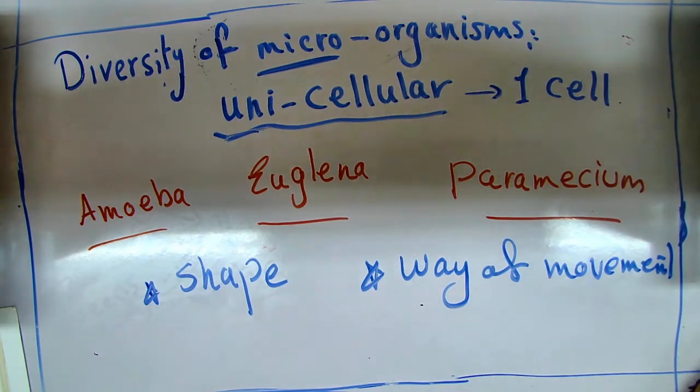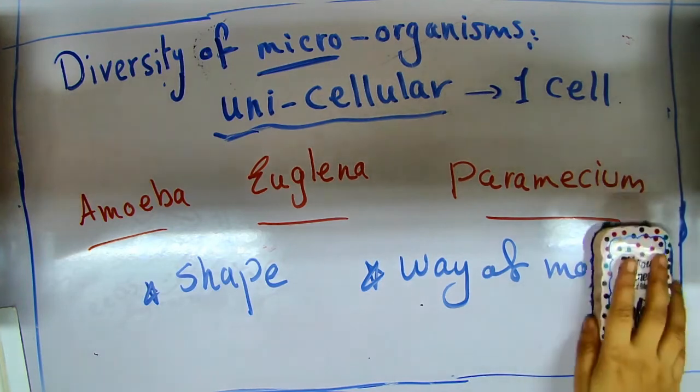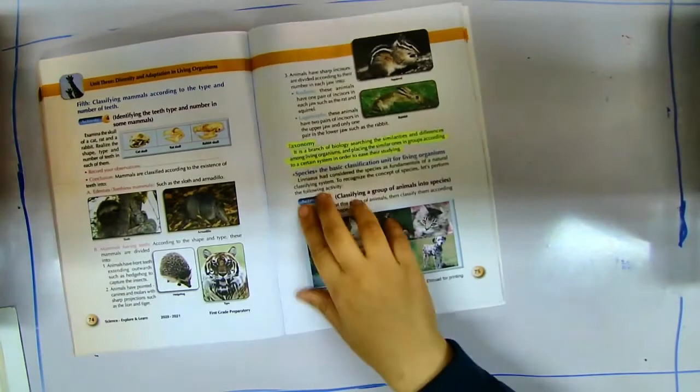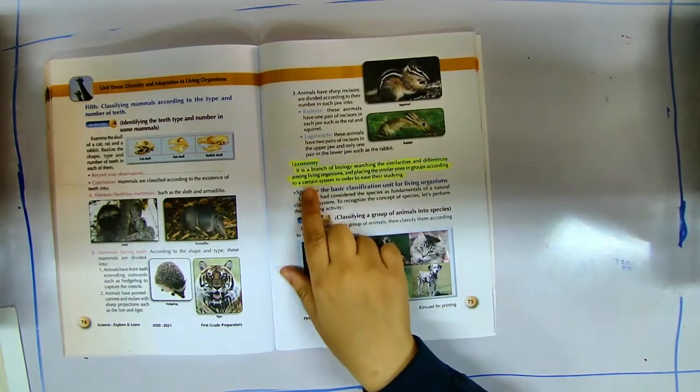As I said at the first, our lesson today is about diversity and the principles of classification. Now we will talk about classification. We will talk about taxonomy.